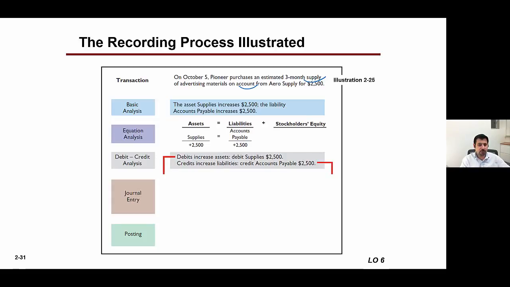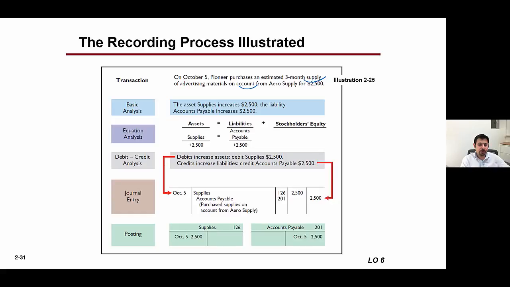The journal entry would be October 5th, supplies was debited $2,500, and accounts payable was credited $2,500. The explanation is purchased supplies on account. Then we post them to the appropriate accounts in the ledger. As you see here, also remember that at all times, for all the transactions, total debits are equal to total credits for each transaction.